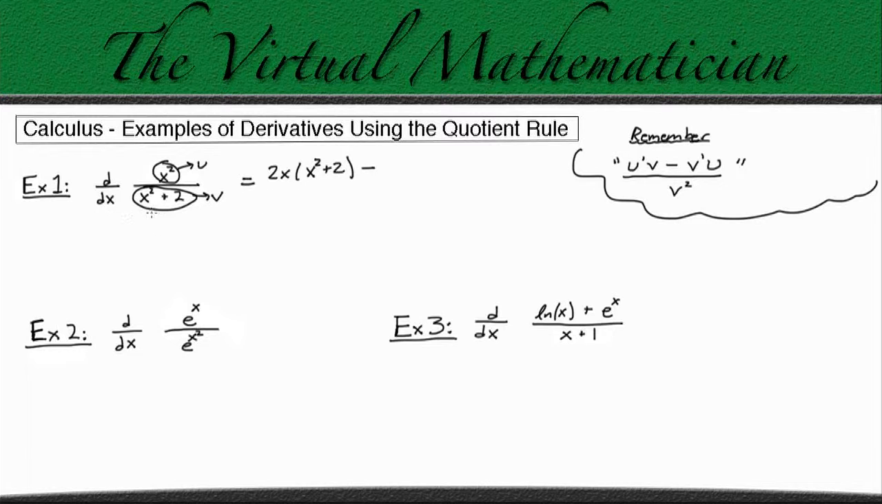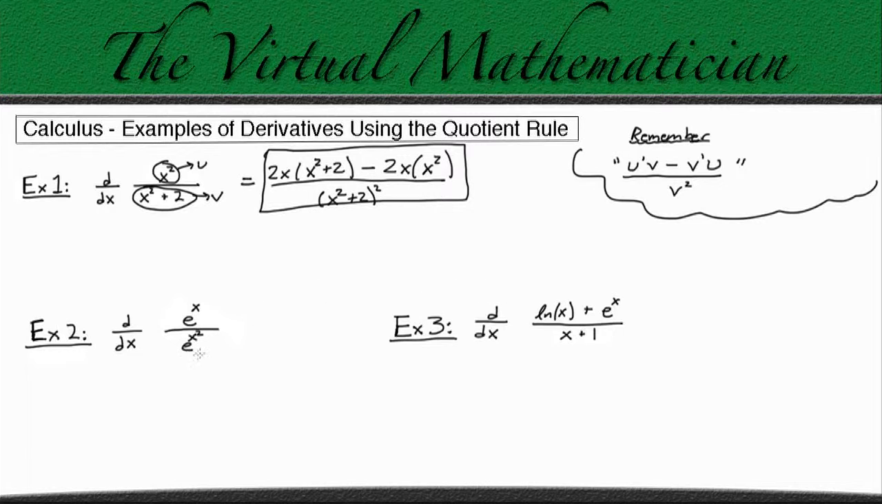So whenever we take the derivative of a sum, we can take the derivative of each term individually and then add them up. So the derivative of x squared plus 2 is just going to be 2x because the derivative of 2 is 0. So this is going to be minus 2x times u, so that's going to be times x squared, all over v squared. So that's going to be all over x squared plus 2 squared. And that's the final answer for example number 1.